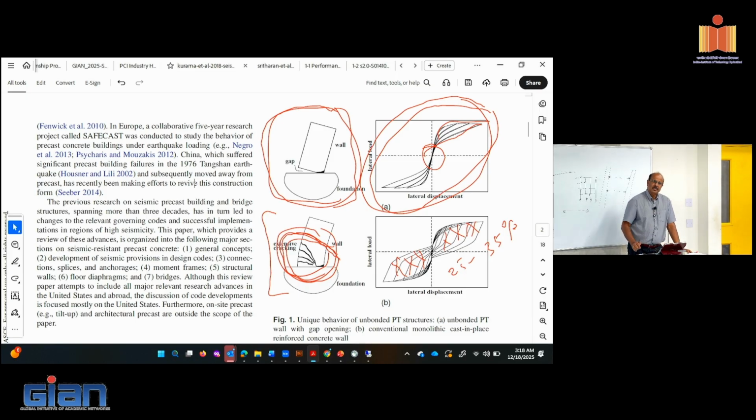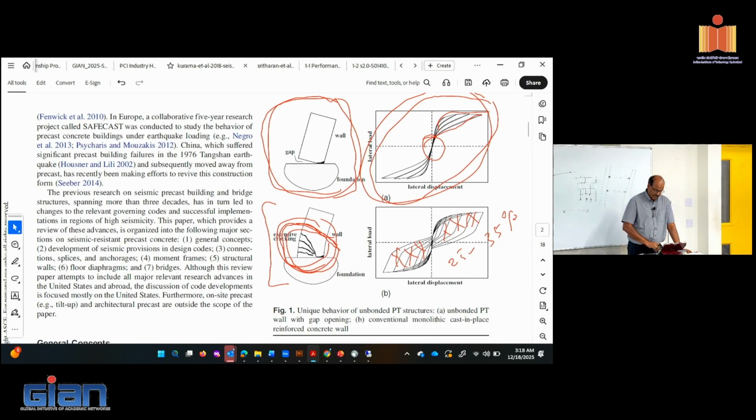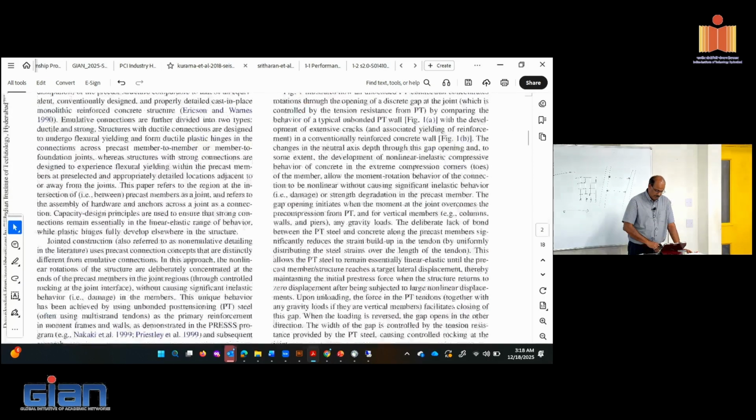Here, does PT stand for precast? No, the PT here stands for prestressing, unbonded post-tensioning. Yeah, that's what you would have in a typical post-tension case.